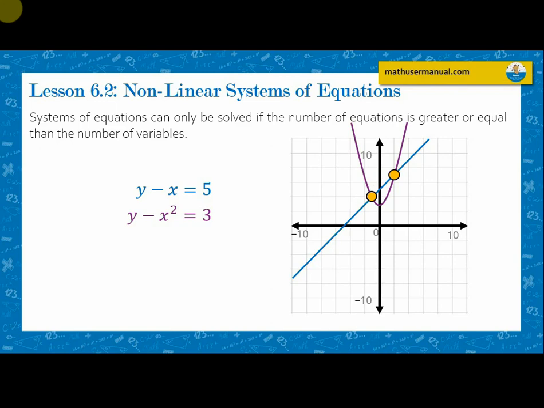Let's start with the left point. That's an x coordinate of -1 and a y coordinate of +4. So this is one of our solutions, x equals -1 and y equals 4. And the other point, the x coordinate is 2 and the y coordinate is 7. So this is our second solution. So our two solution sets for this problem are x equals -1 and y equals 4, and x equals 2 and y equals 7.